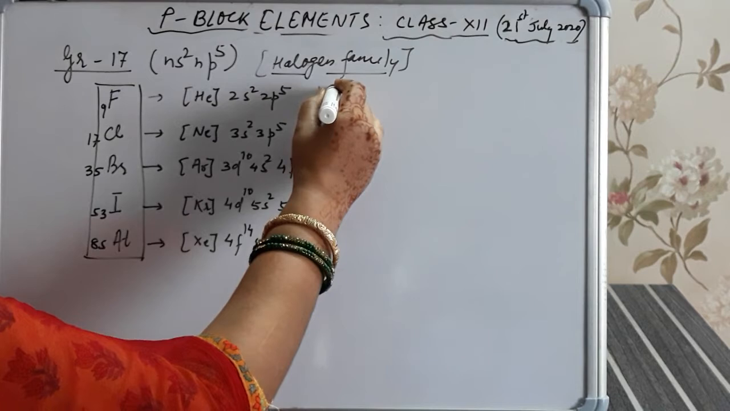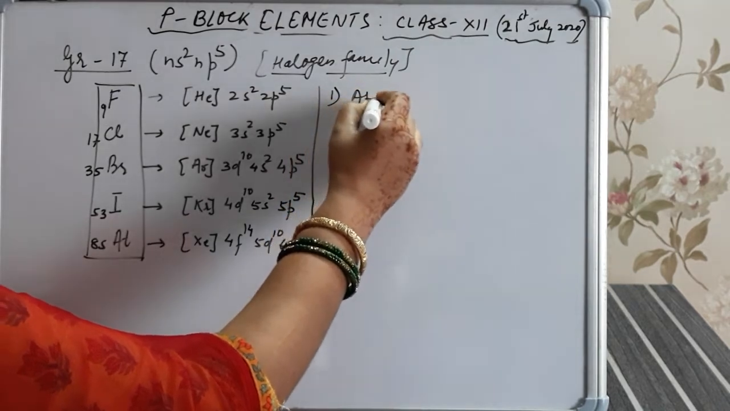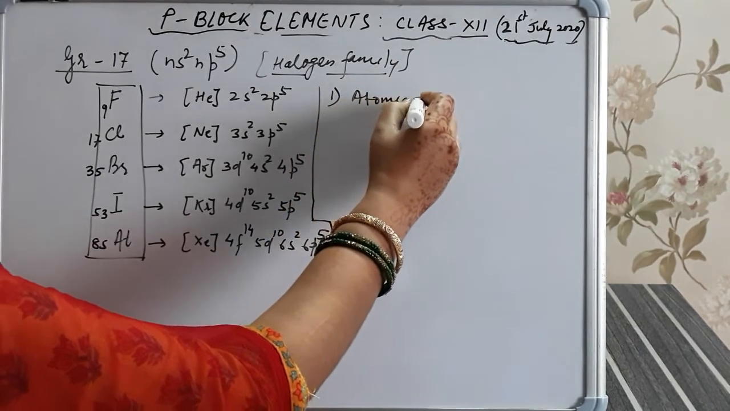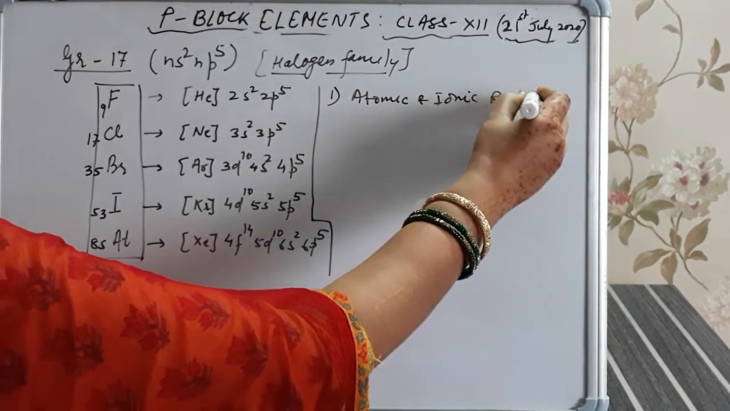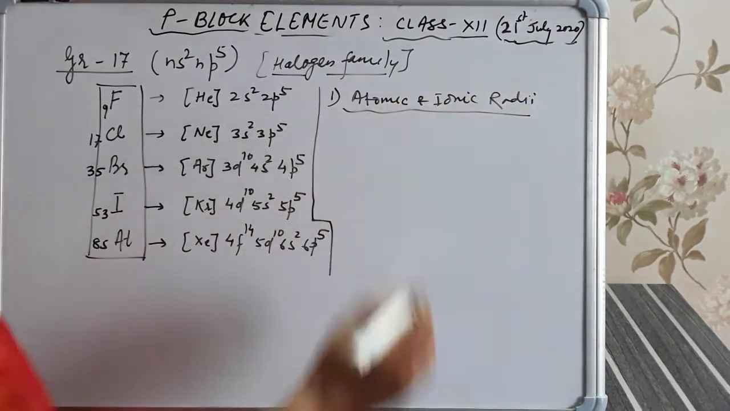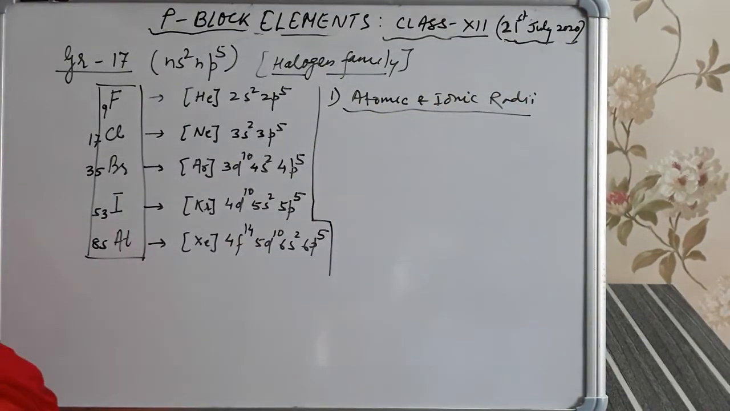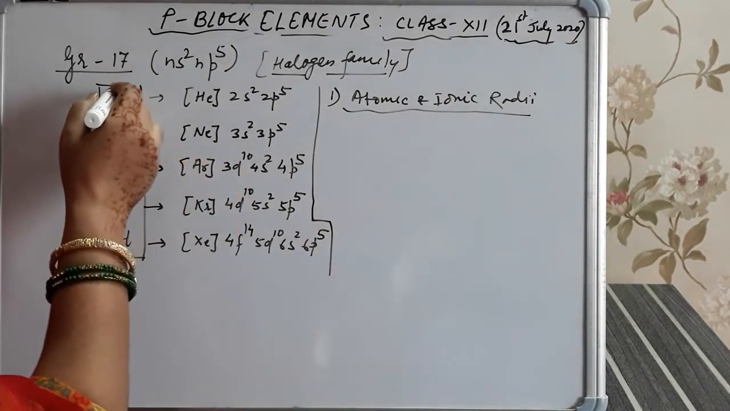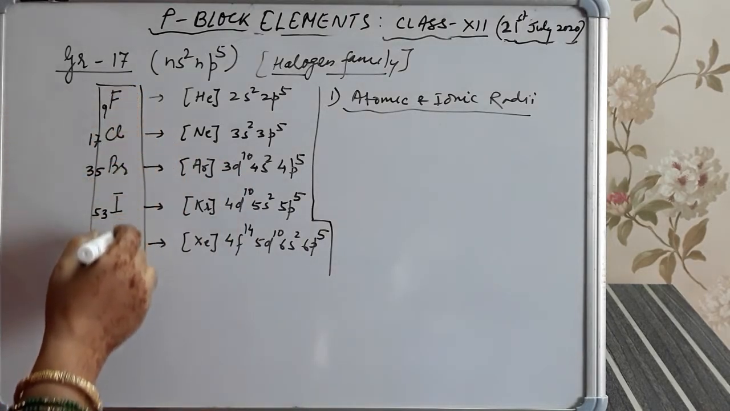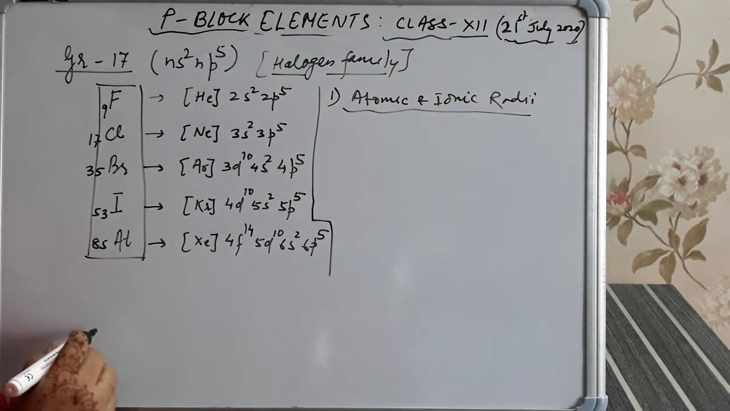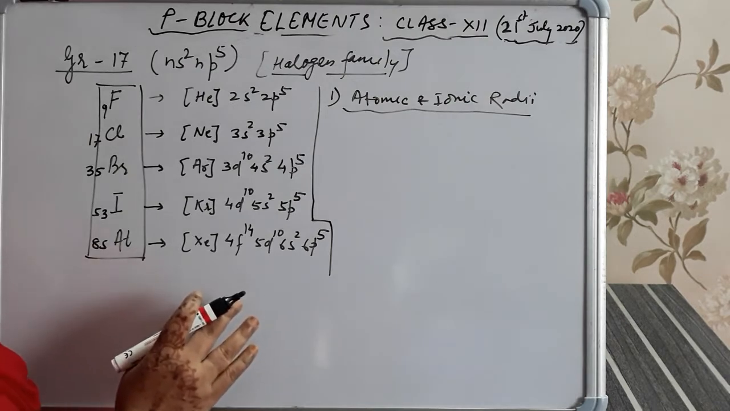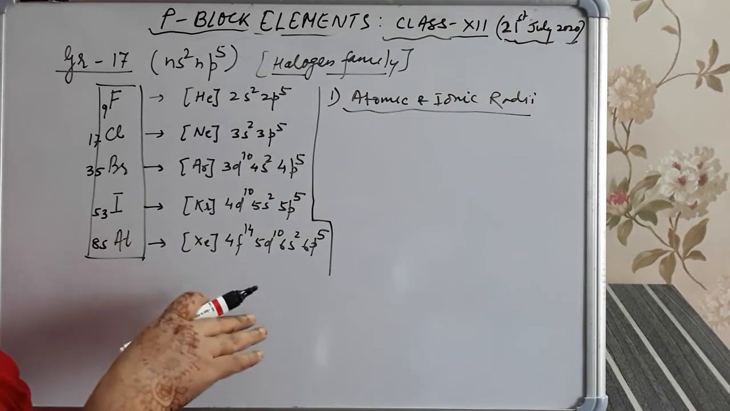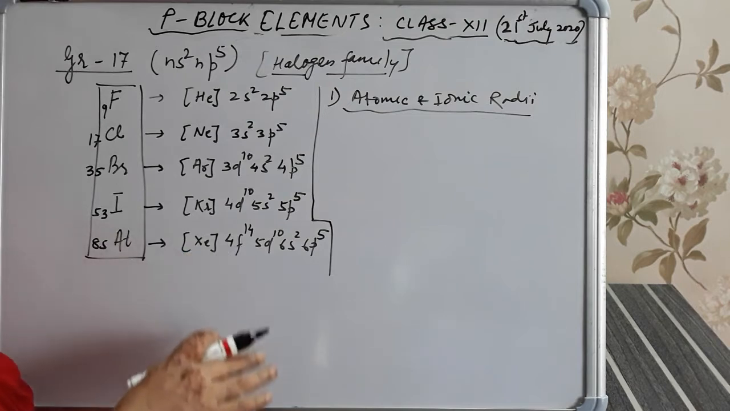At first we discuss the atomic and ionic radii. Students, atomic and ionic radius increase as we move down the group. The radius of an anion is always greater than its neutral atom. The radius of a cation is always smaller than the neutral atom. So the radius decreases in the order.